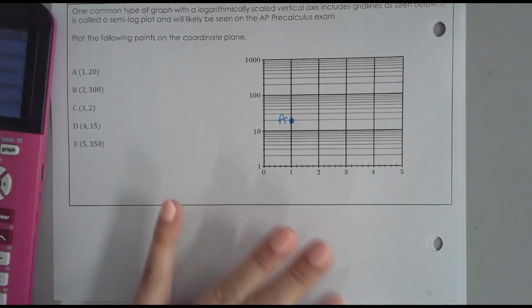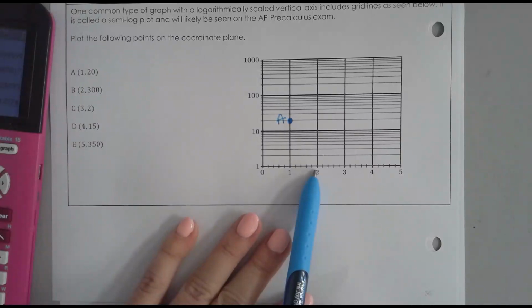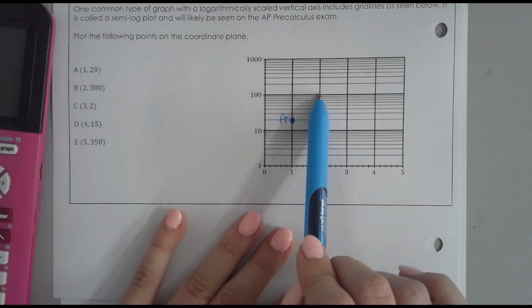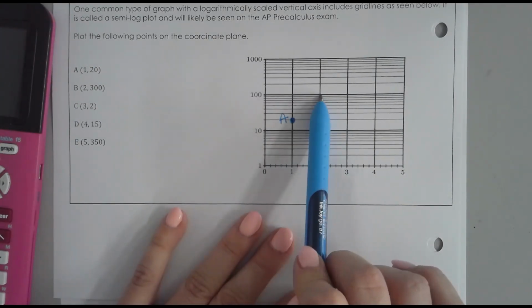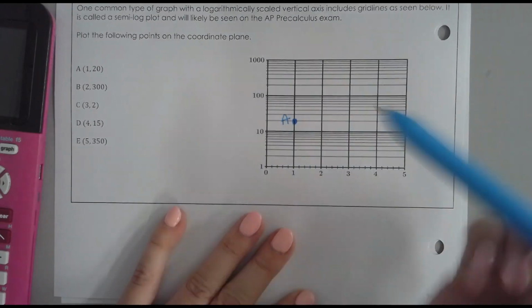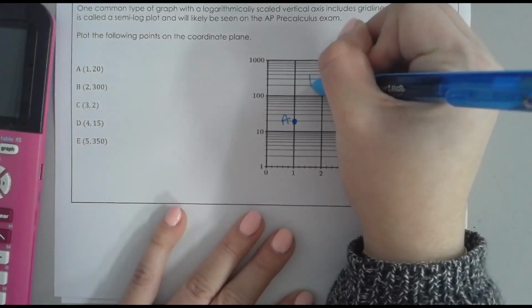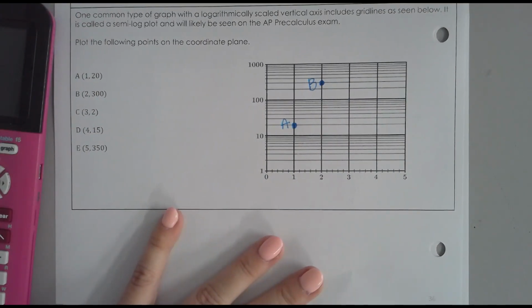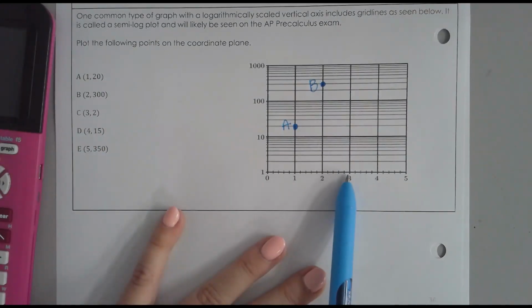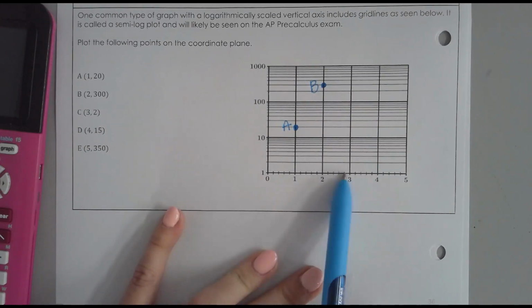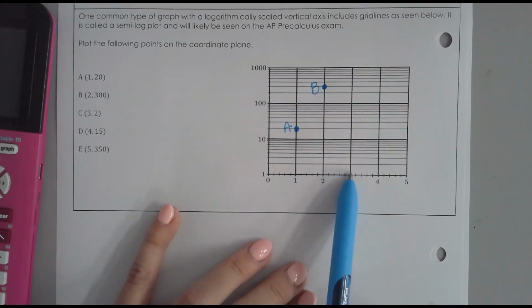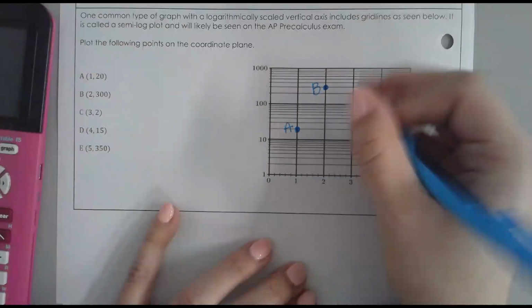B, the X is 2, the Y is 300. So I'm going to go up here. This starts counting by 100. So this would be 100, 200, 300. C, 3, 2. Notice the very bottom line is not 0 like a normal coordinate plane, it's 1. So the x-axis is 1, the next line up is 2.